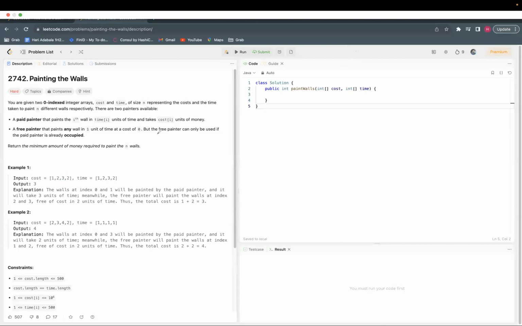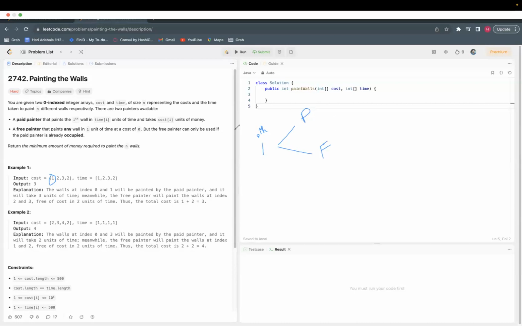So the solution is, let's try to do it recursively. Let's say, what if this particular wall, maybe the ith wall, is painted by the paid painter? There are two options: this ith wall will be painted by the paid painter, or it will be painted by the free painter. So there are two conditions.